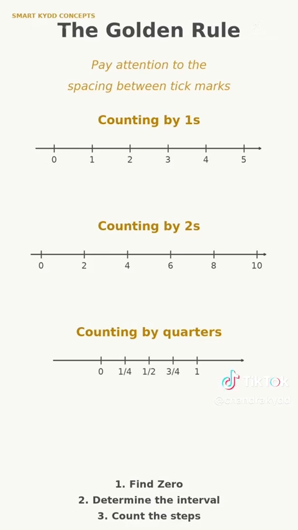Before we jump into examples, here is the golden rule of number lines: pay attention to the spacing between tick marks. On some number lines, each tick mark counts by 1. On others, they might count by 2s, 5s, or even fractions like halves and quarters.